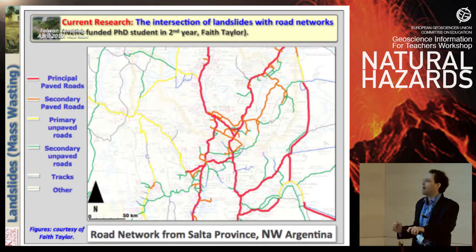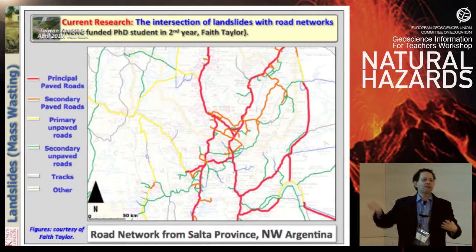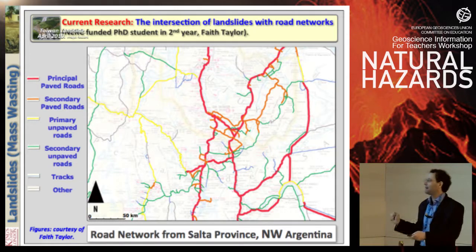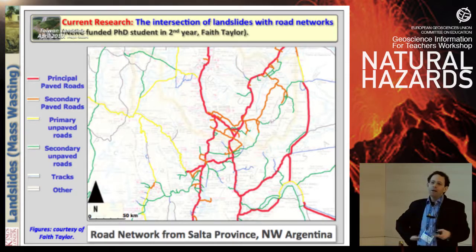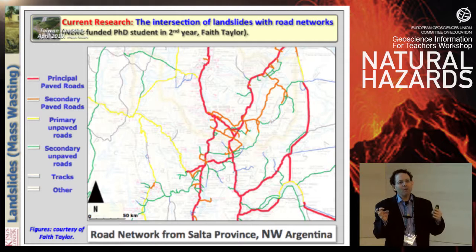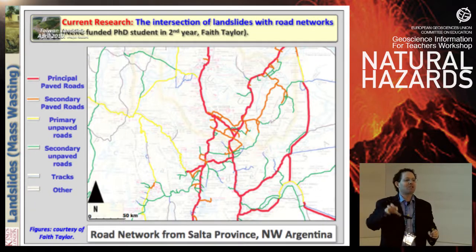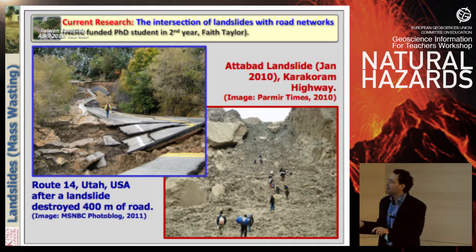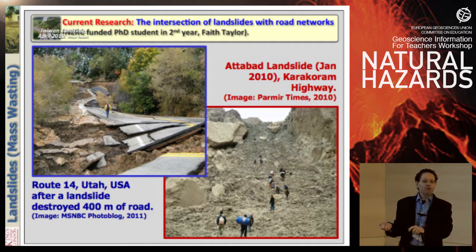So this is a road network. I picked Salta province because I lived up here for 3 months. It's a beautiful area of the world in Salta. And you have many different kinds of roads here, principal roads and primary unpaved roads. And what I was curious about is, well, can we do something probabilistically, looking at how landslides intersect with road networks? And the reason we're interested is because landslides cause a lot of damage to road networks.